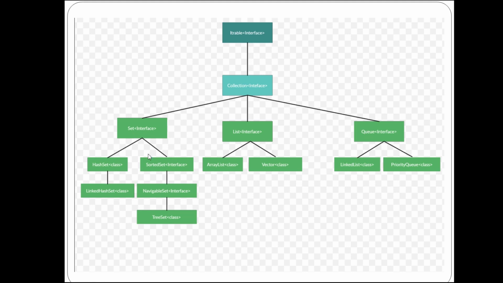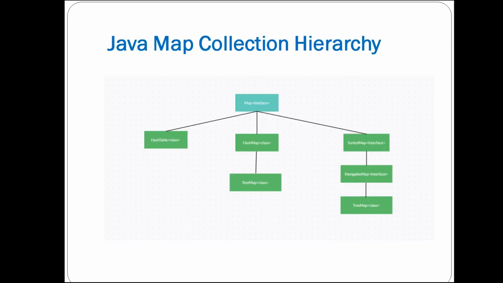After this layer, we have some classes and interfaces. Set contains the HashSet class and the SortedSet interface. List contains the ArrayList child class and the Vector child class. So that is the hierarchy of the collection framework. That is actually only Set, List, and Queue. But there is a separate collection as well, the Map collection hierarchy.